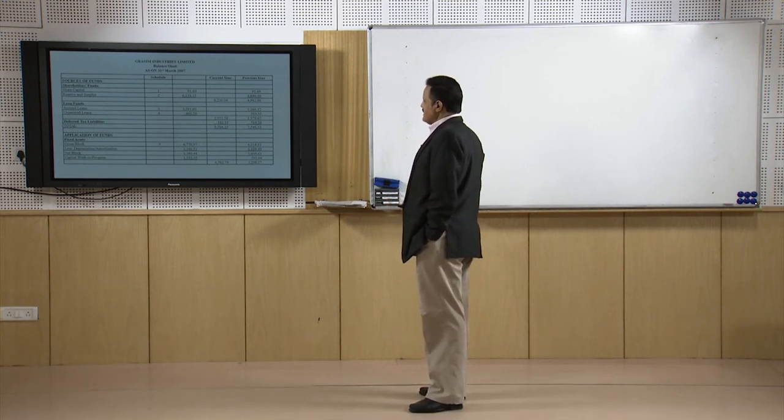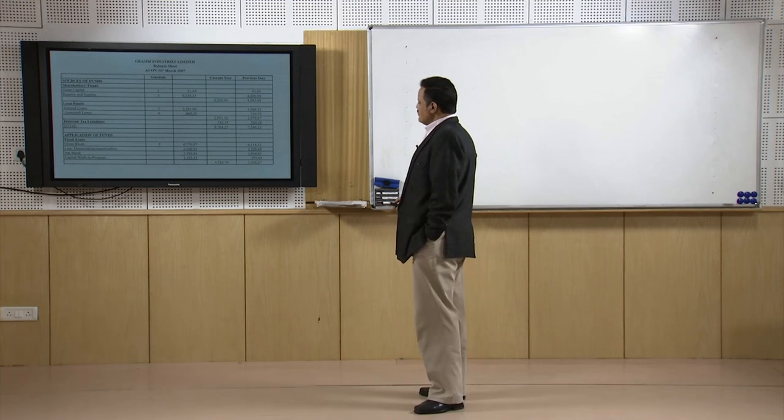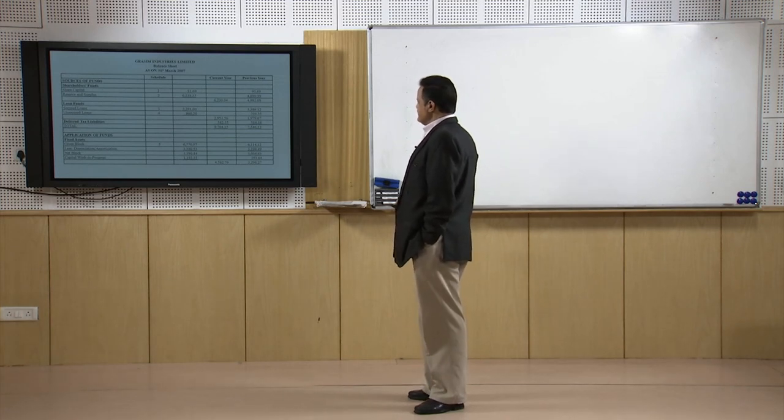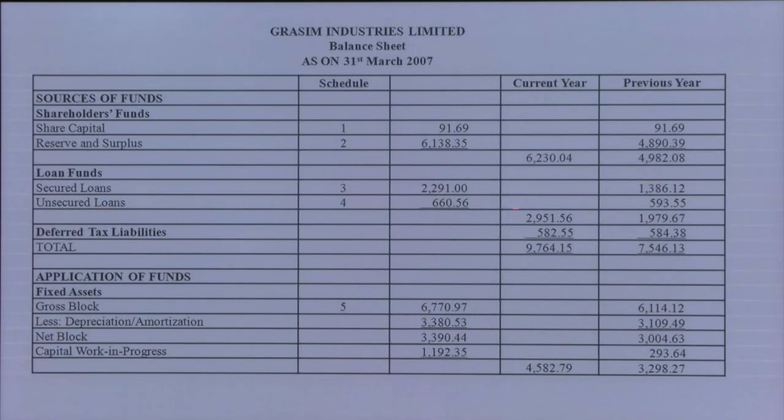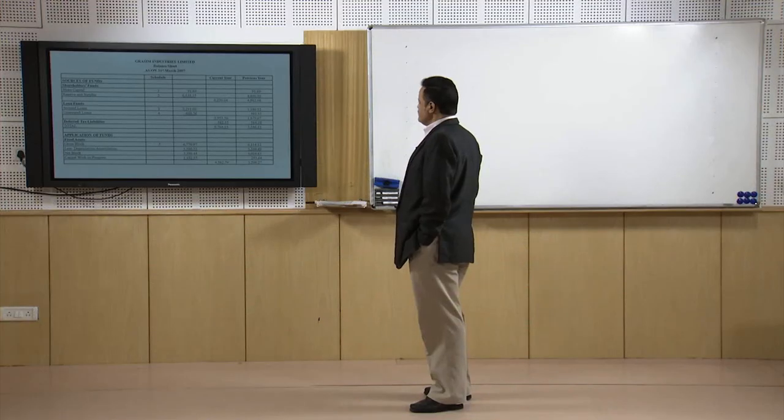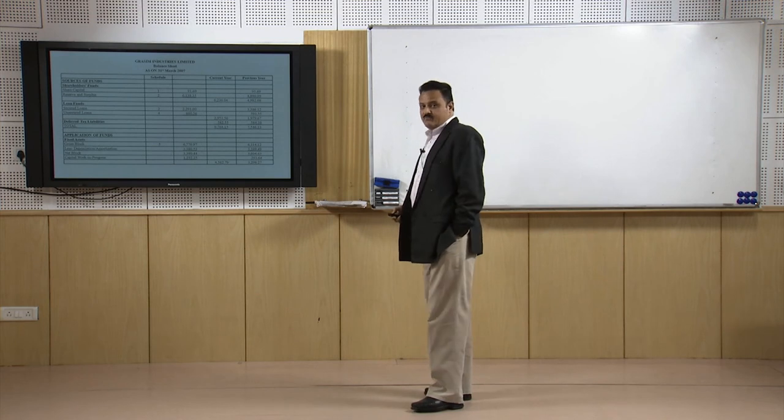And when you talk about the loan funds, the loan component is very, very less here. They have secured loans of 2291 crores, which was 1386.12 crores in the previous year. So they have gone up by about 1000 crores, and unsecured loans are 660 crores, which was 593.55 crores in the previous year. So the loans have also gone up, but not to the extent they should have.